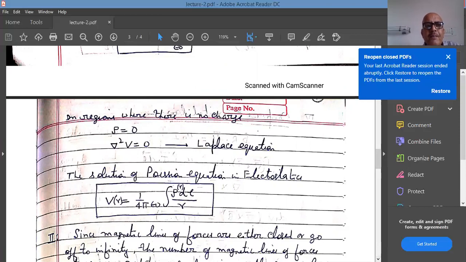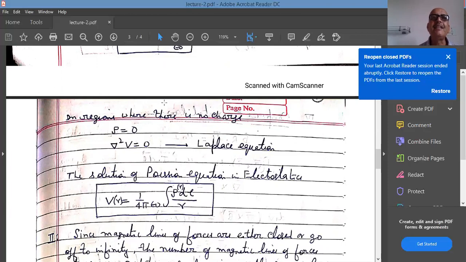So 1 upon 4 pi epsilon 0, suppose we have a volume charge. So volume charge is at a distance r from the point P. So rho at a distance r into d tau. This is the charge over volume d tau, which is at a distance r from the point P. And if you calculate the volume integral over the whole thing, then we can find out the potential V(r) because of a volume charge distribution.